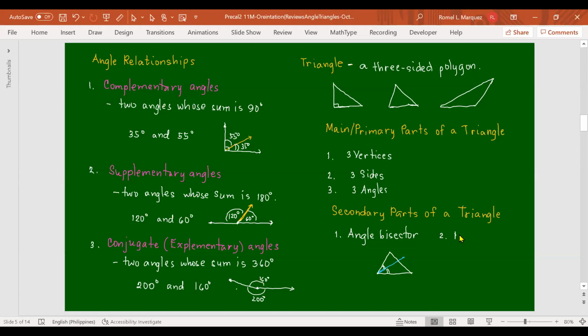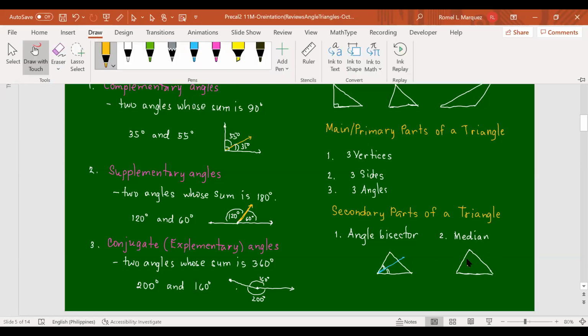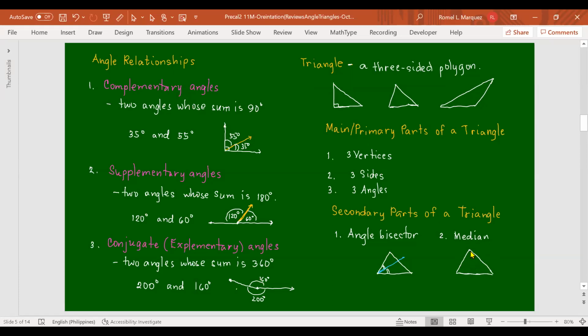Median po. Median. I am expecting for the next mean, then mode, no? Are there mode or mean? What do you think? Is there a mode or mean for the secondary parts? So median is a line segment from one vertex to the midpoint of the opposite side. So meaning this side is divided into two congruent segments. So that's a median.